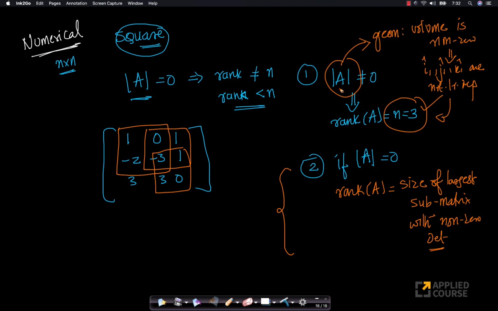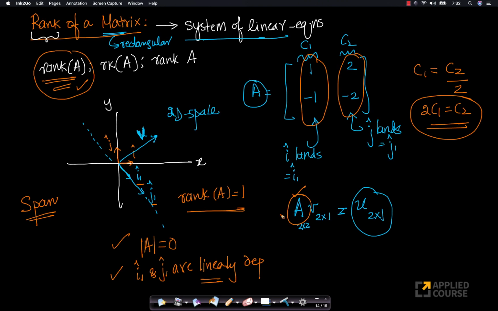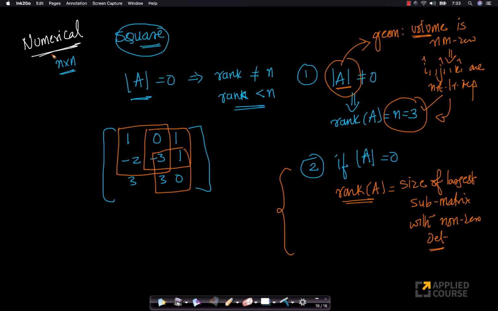Because determinant itself has a geometric interpretation, we can connect that geometric interpretation, which is the volume of the parallelepiped, to linear independence. Next, if determinant of A equals 0, then rank of A is the size of the largest submatrix with a non-zero determinant. Again, we have seen three ways of defining rank. One way is to think about it from the perspective of span. The other way is to think about it as the maximum number of linearly independent columns. The third way is from a numerical standpoint, which is the size of the largest submatrix with non-zero determinant. I hope this is clear.